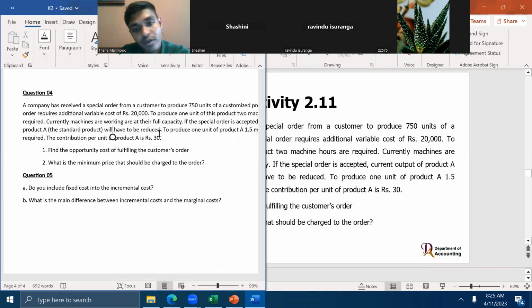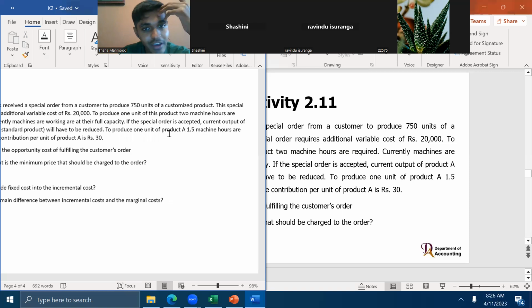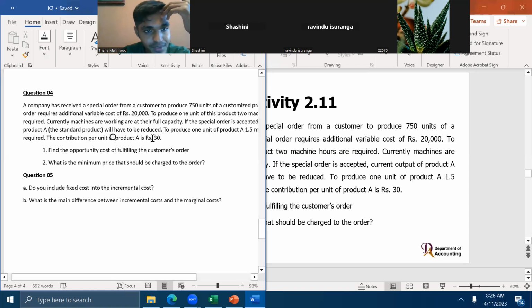A product එක අඩුවෙන් විකුණන්න වෙයි. අඩුවෙන් produce කරන්න වෙයි, and අඩුවෙන් විකුණන්න වෙයි, since we are accepting this order. For this 1 unit of product A, 1.5 machine hours are required. And the contribution is 30 per unit. Find the opportunity cost of fulfilling the customer's order.